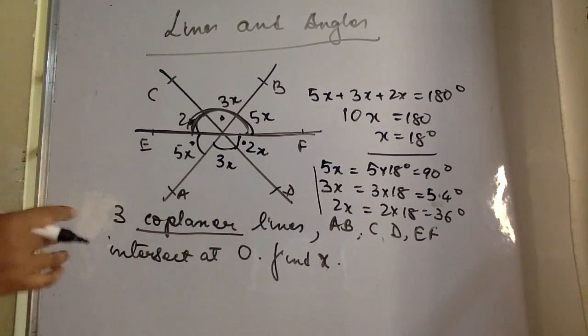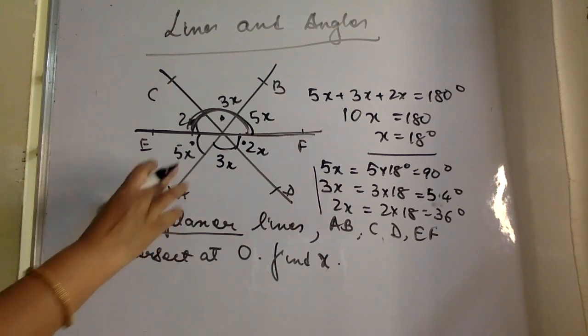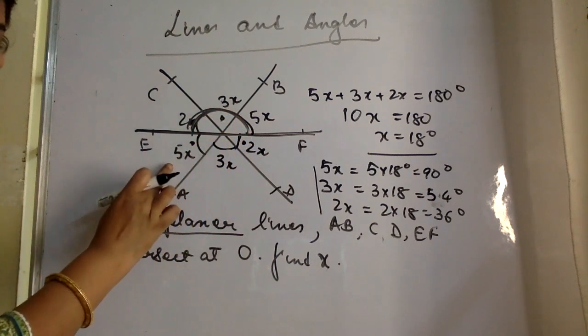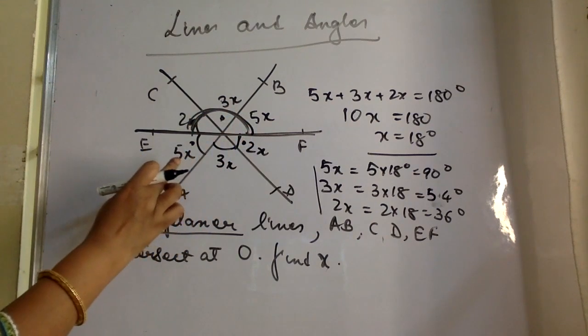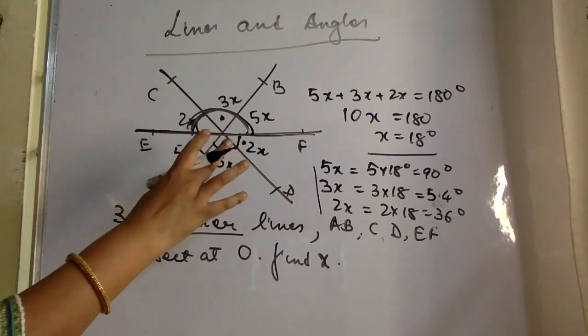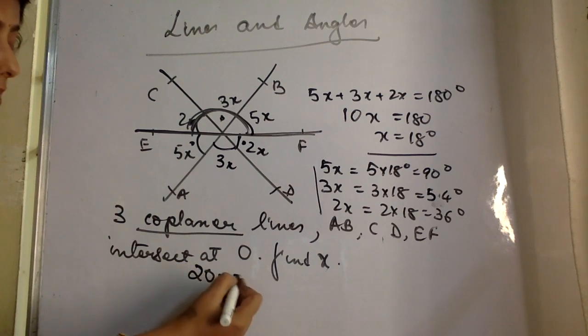Now I was talking about another method also, which is correct. You can add them all up. 2x, 3x, 5x, 2x, 3x, 5x. That gives you 20x. This side 10, that side 10. 20x is equal to 360.